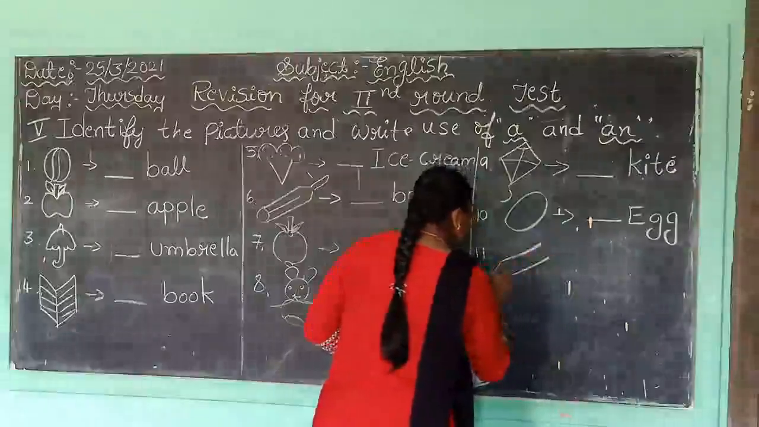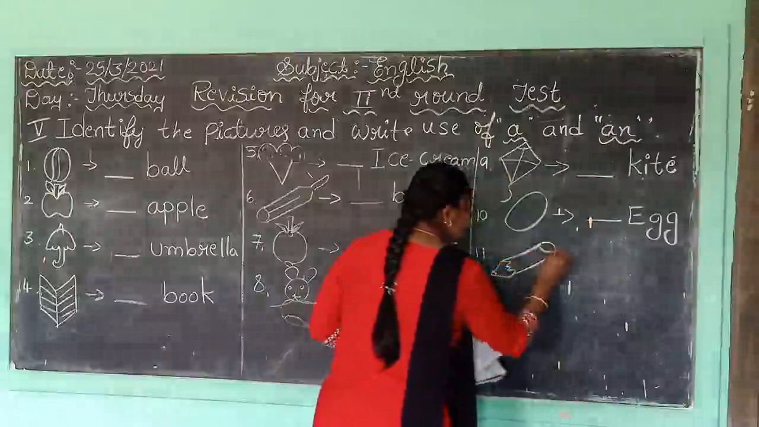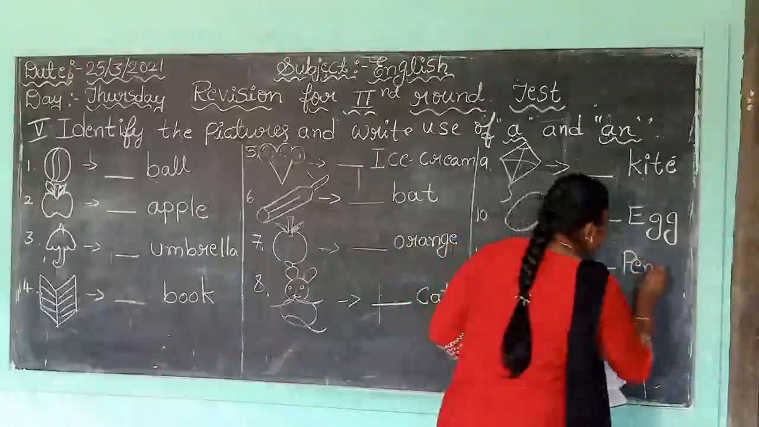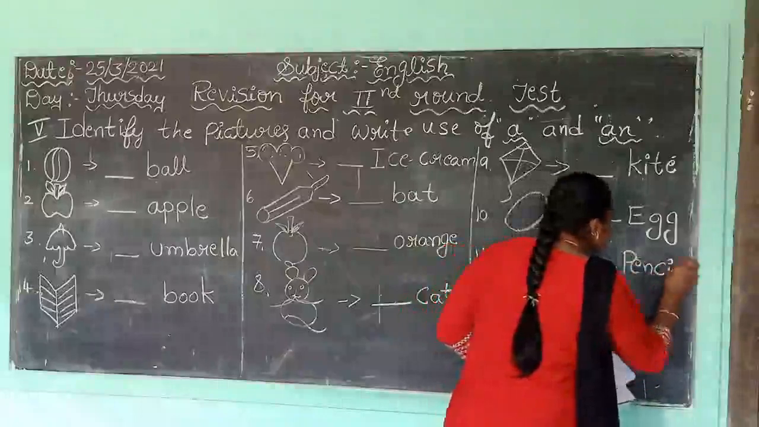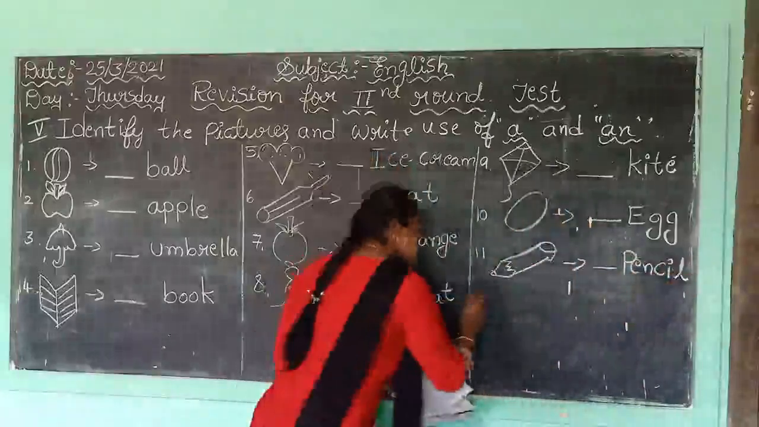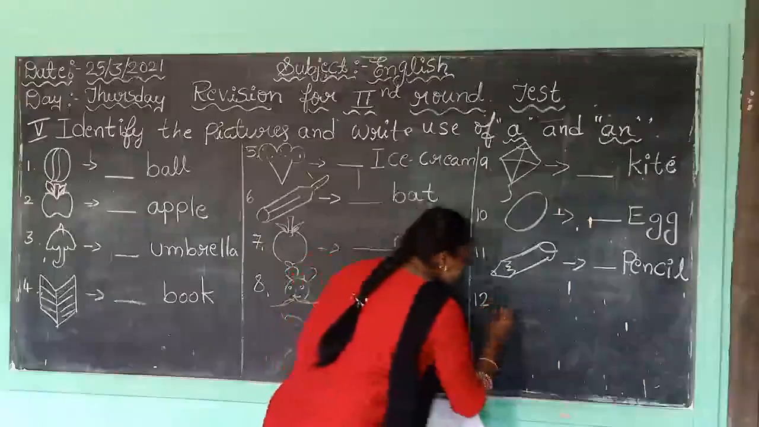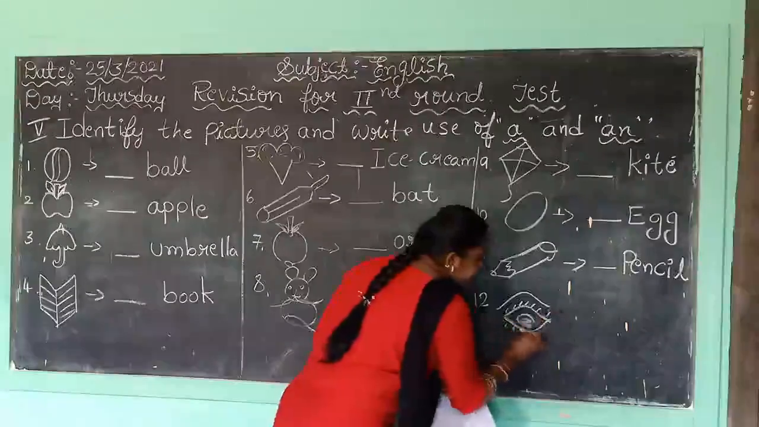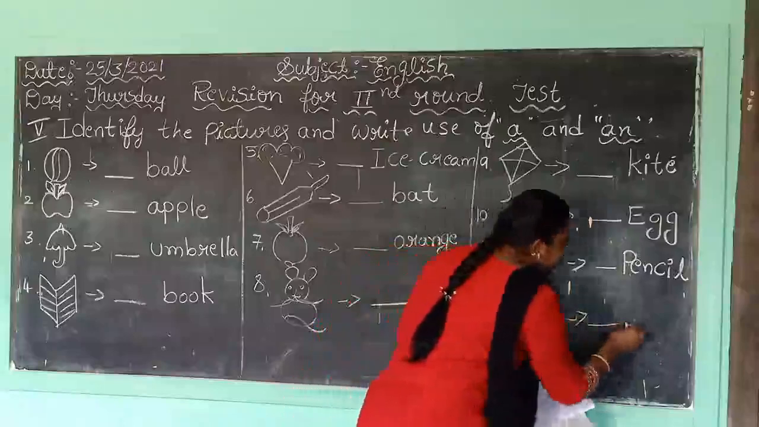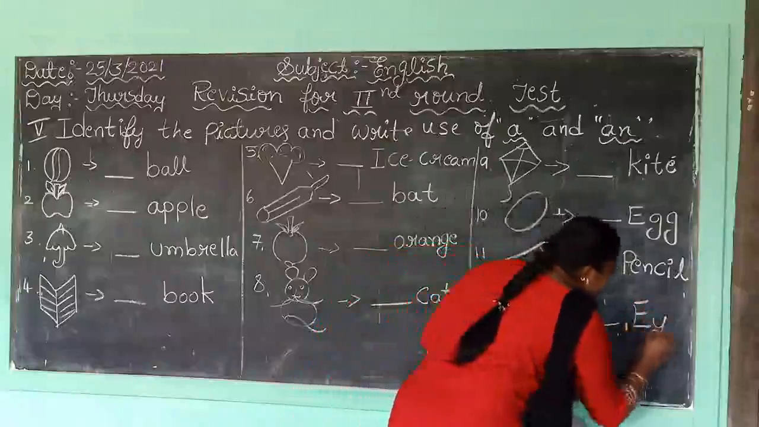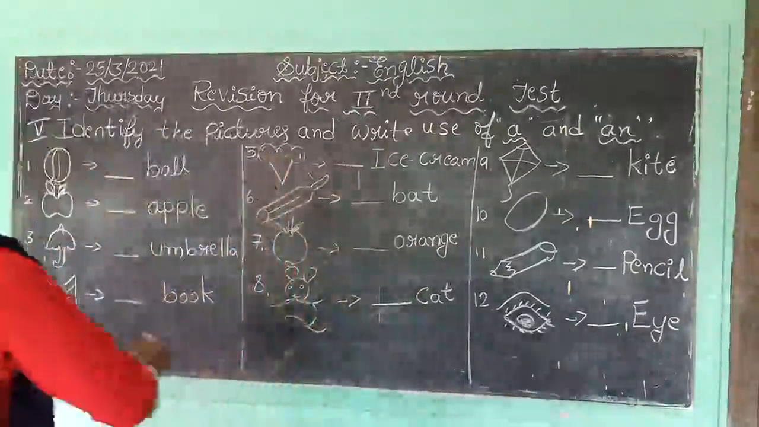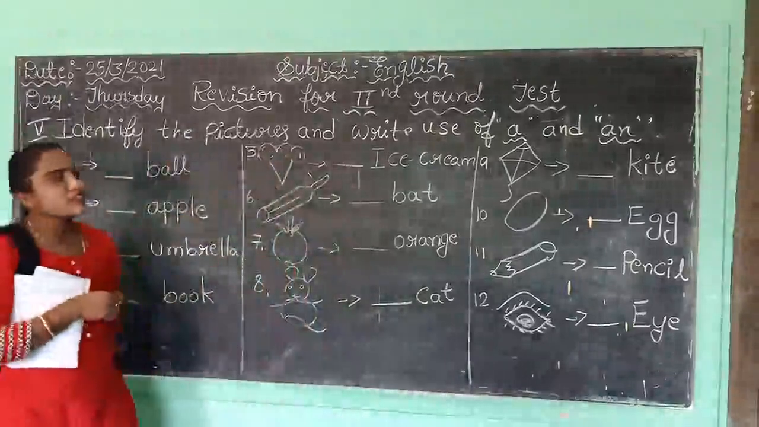Draw the picture of a pencil. What is this, children? Pencil. Put a small dash. What is the spelling of pencil? P-E-N-C-I-L. Pencil. Next, let's go to the 12th one. You draw the picture of an eye. What is this, children? Eye. Put a small dash. What is the spelling of eye? E-Y-E. Eye.